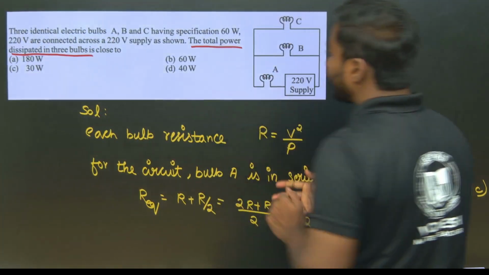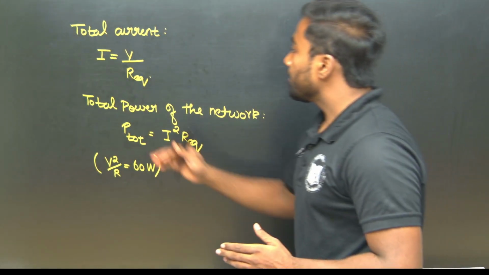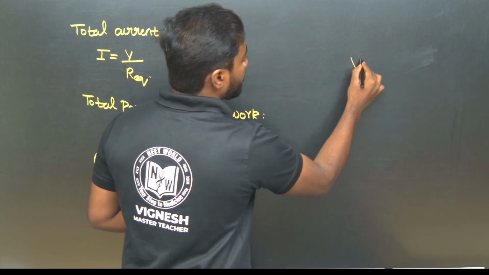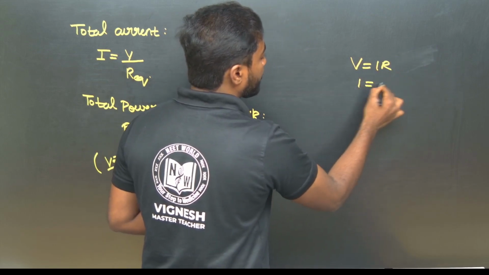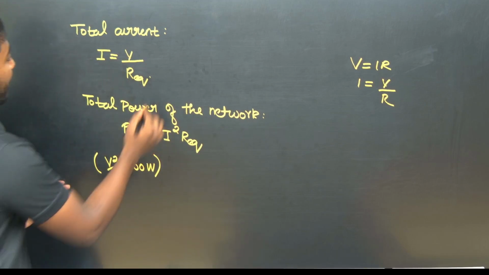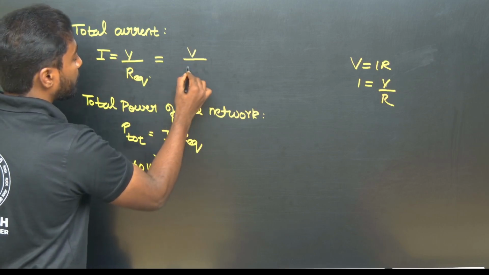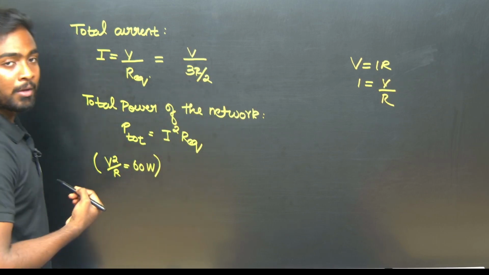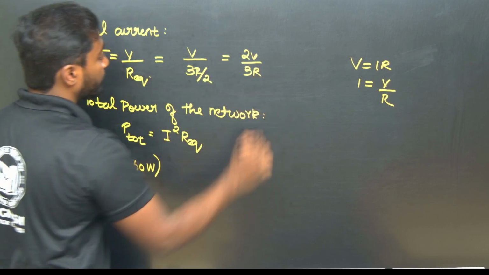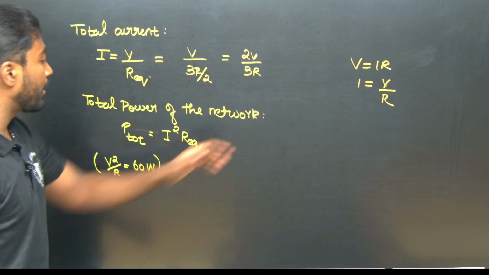Now I need to find the current in the circuit. We know that V is equal to IR, so I is equal to V by R. R equivalent is 3R by 2, so I is V by 3R by 2, which is nothing but 2V by 3R.